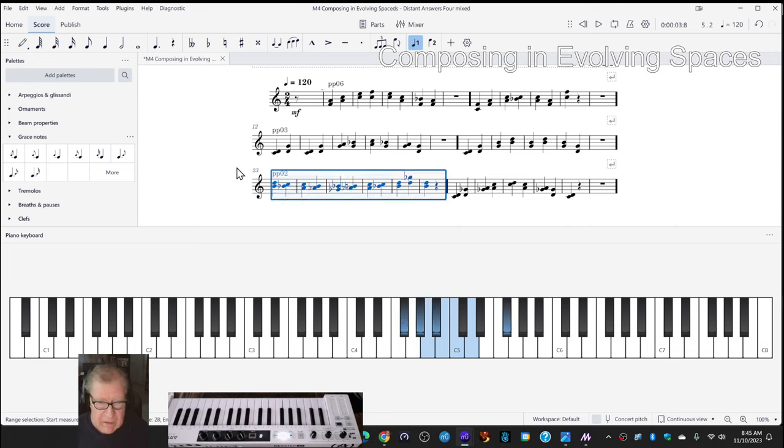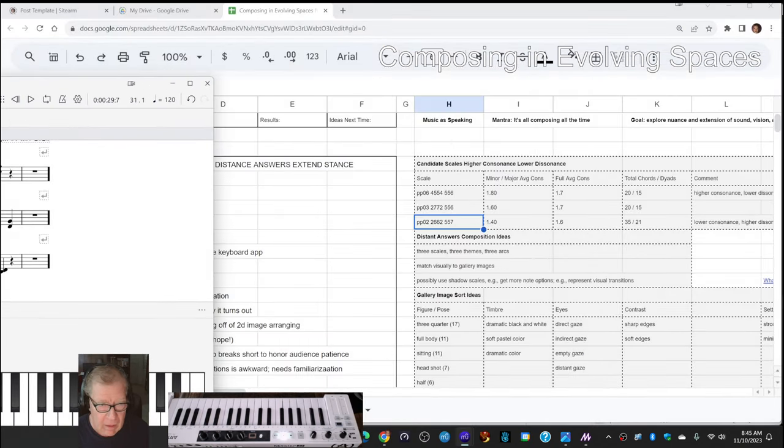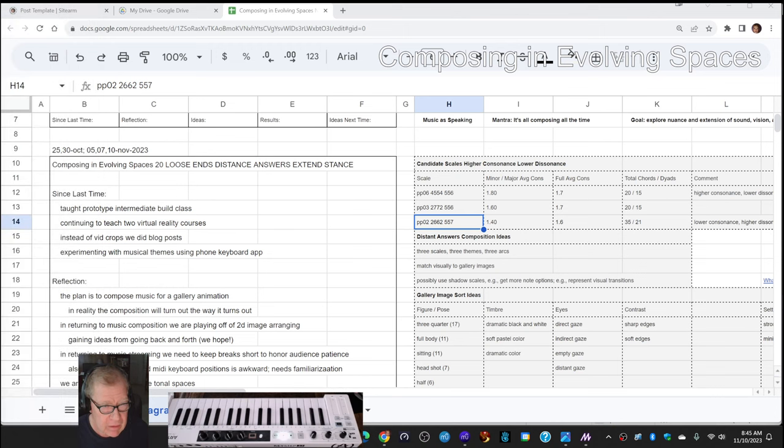So what we've been doing is working our way up from getting all three scales identified, making improv compositions as we go. They sound different enough that we thought we have three themes that we could sort our images by. Now we have an awful lot of images to work with.